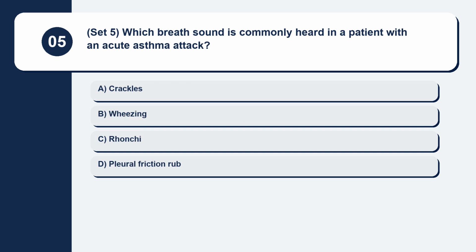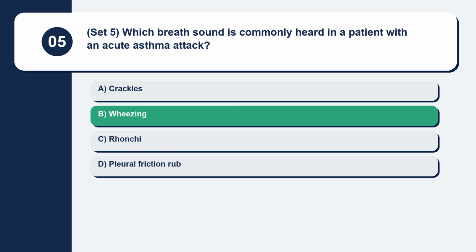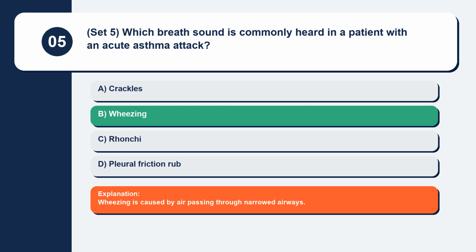Question 5. Set 5. Which breath sound is commonly heard in a patient with an acute asthma attack? Crackles, wheezing, rhonchi, pleural friction rub. Wheezing is caused by air passing through narrowed airways.